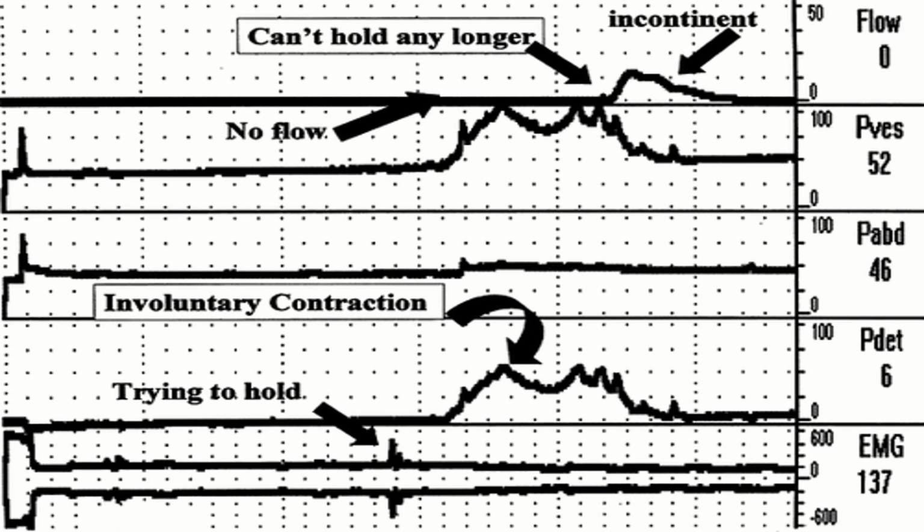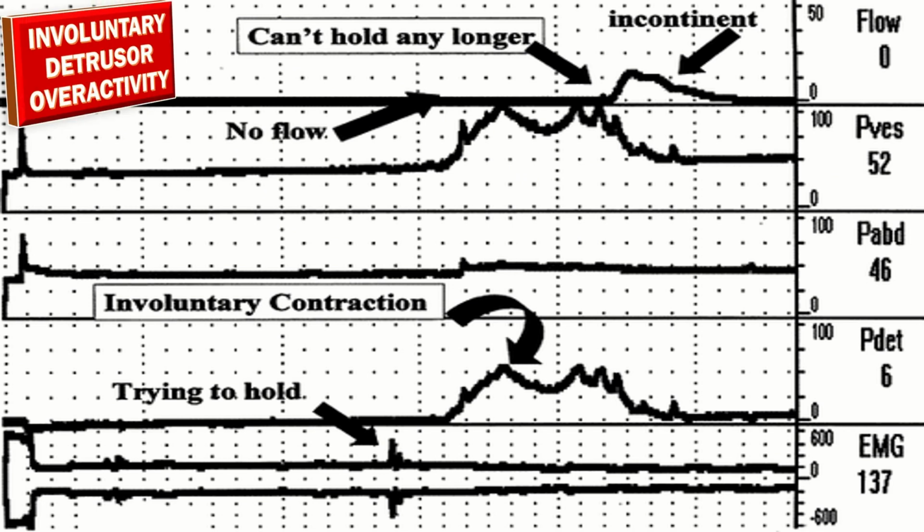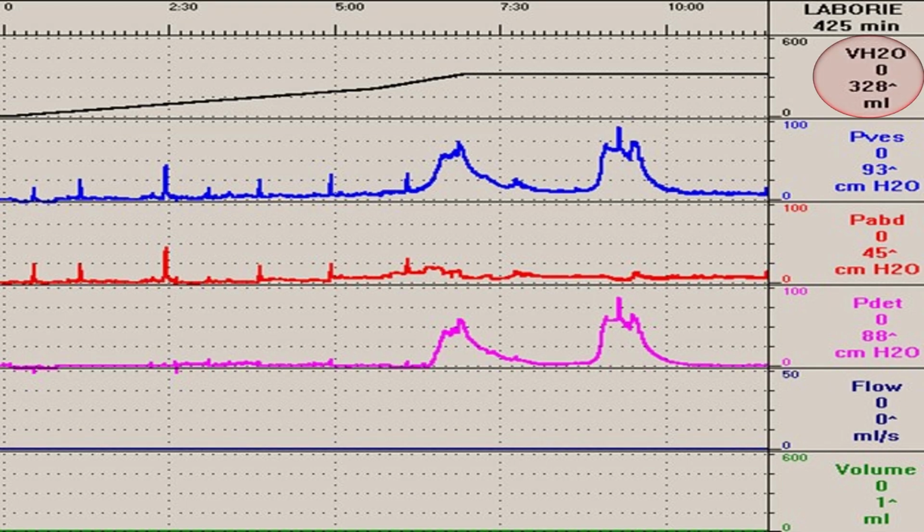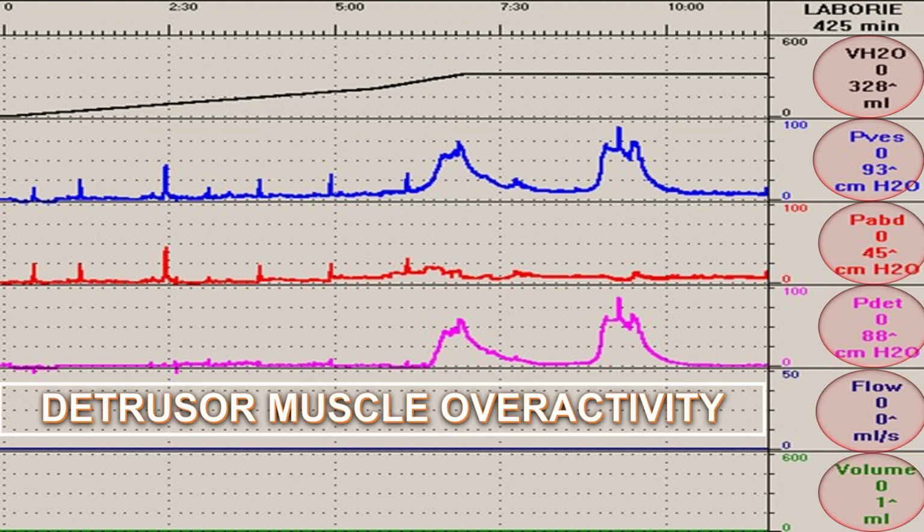Here also you can see the involuntary detrusor overactivity, probably due to reduction of inhibition of the pontine micturition center by cortical and subcortical structure damage. Urodynamic detrusor overactivity is defined as urodynamic observation of involuntary detrusor contractions during the filling phase that may be spontaneous or provoked, associated with urgency.